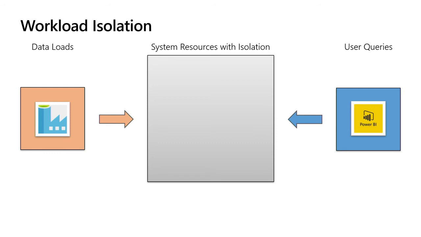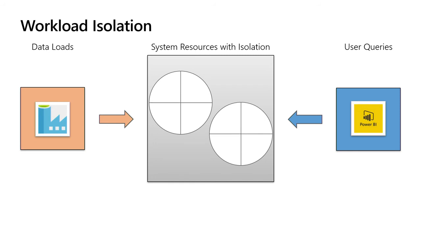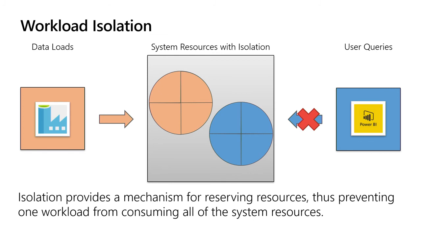So now with workload isolation, you can create these workload groups. You can create one for data loads, one for user queries. I can write the classifiers that send the requests into those. So now, data loads has its own reserved space, set of resources, and user queries does as well. So when Power BI sends in all these queries, it'll have to queue on its workload group, and I'll still have resources dedicated and available to hit my data load SLAs.